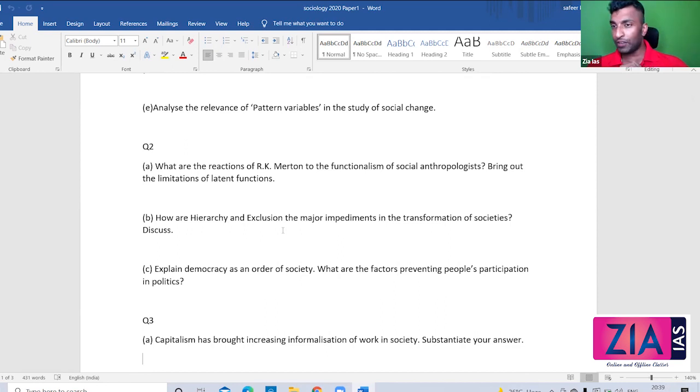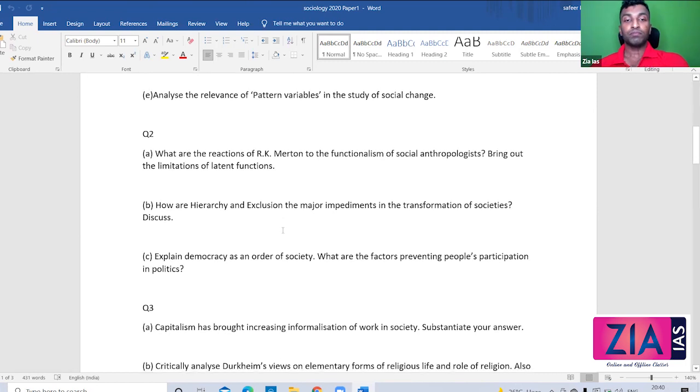And limitations of latent function. Explain what you mean by latent function. Unintended consequences. Consequences can be function as well as dysfunction. Unintended function, that is what latent function. Okay. Explain that in detail. What are the limitations? What are the problems in identifying that?